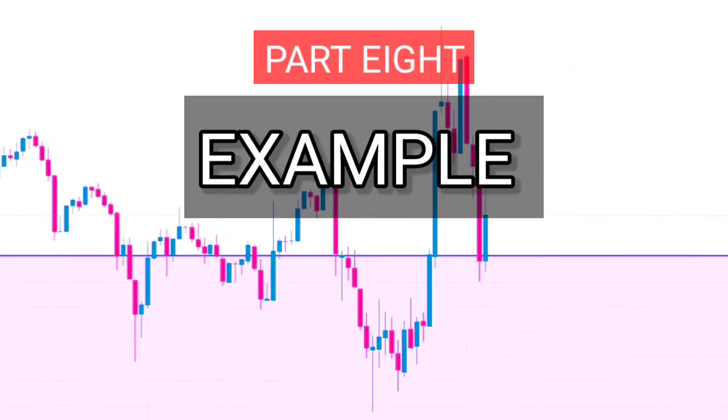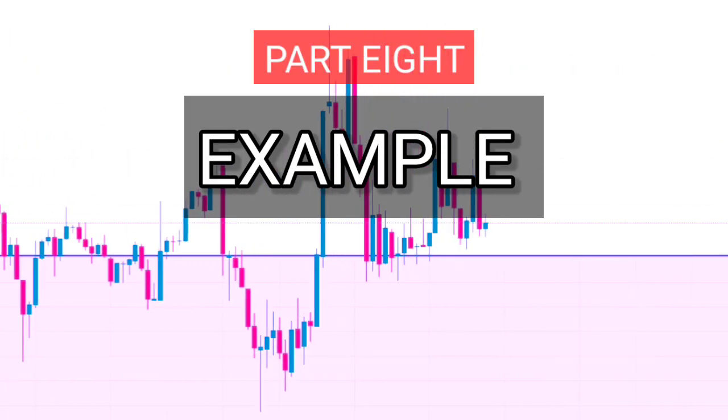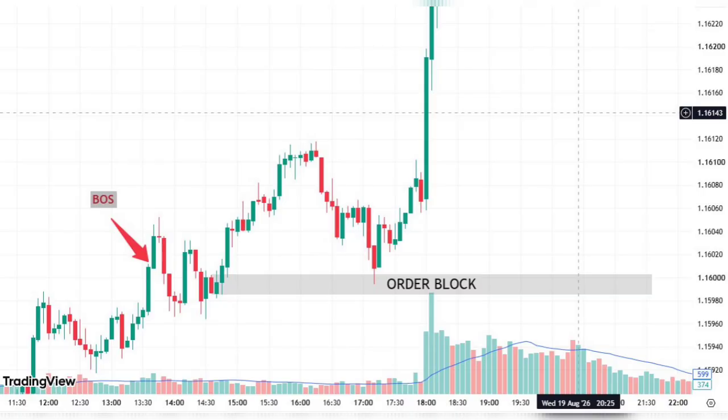Part 8. Complete worked example. Let me walk you through a complete example from start to finish. Here we have a market that's been moving down. First, I check my higher time frame, let's say the 4-hour chart, to confirm the overall bias. Step 1. I identify a sweep of sell-side liquidity. Price takes out a previous low. This is our stop hunt.